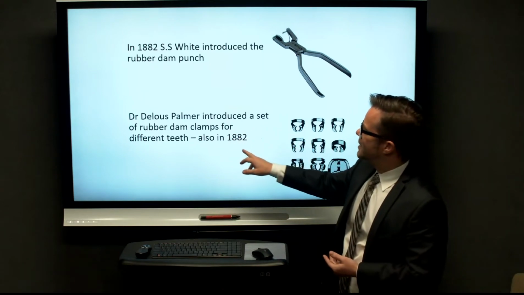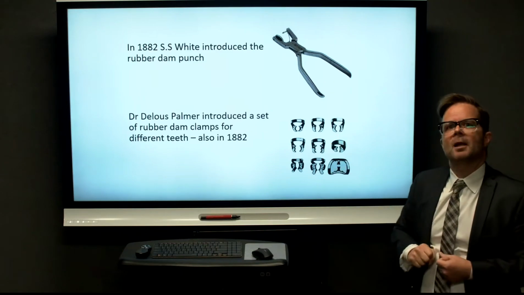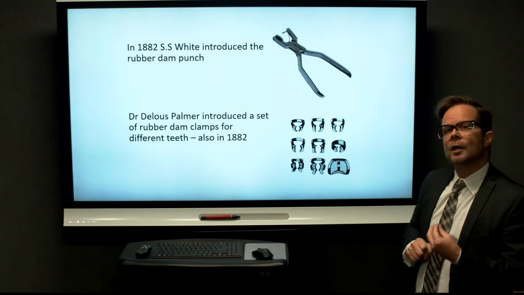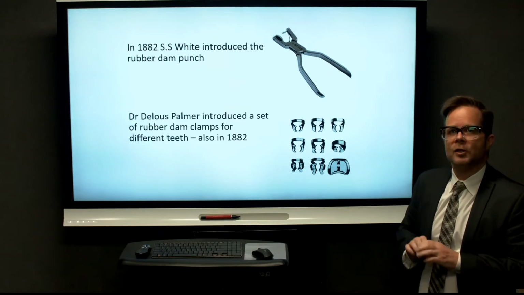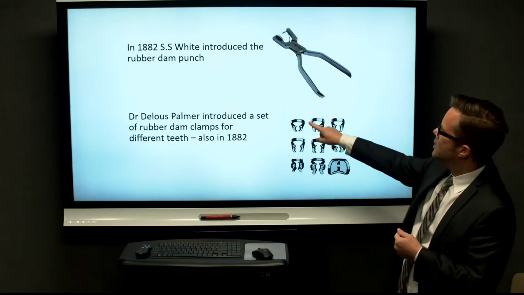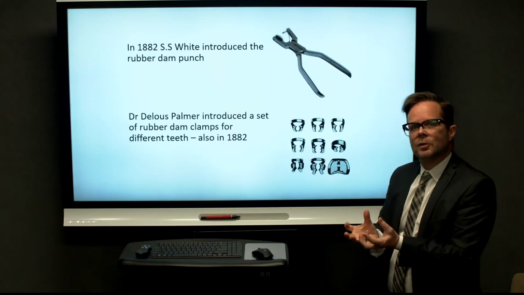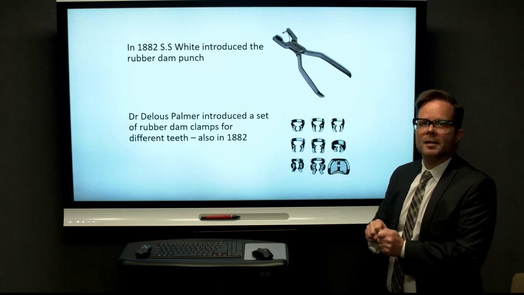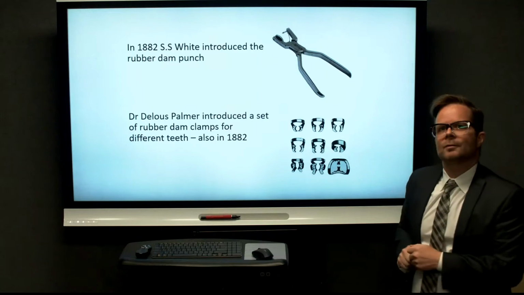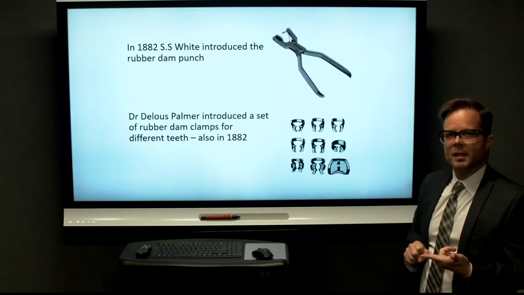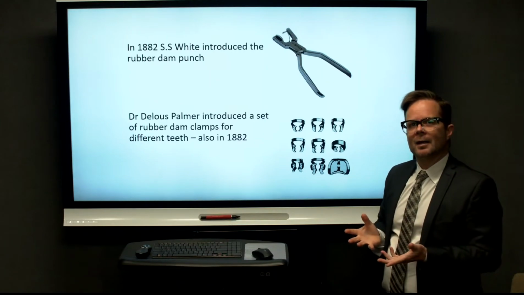And then at around the same time, there were these devices called Rubber Dam clamps, and the clamps were developed to hold the Rubber Dam sheet in place on the tooth. So the clamp, as the name suggests, is a device which clamps to the tooth and secures in place the Rubber Dam. So these tools or pieces of equipment you will be using in 2018 to isolate teeth.